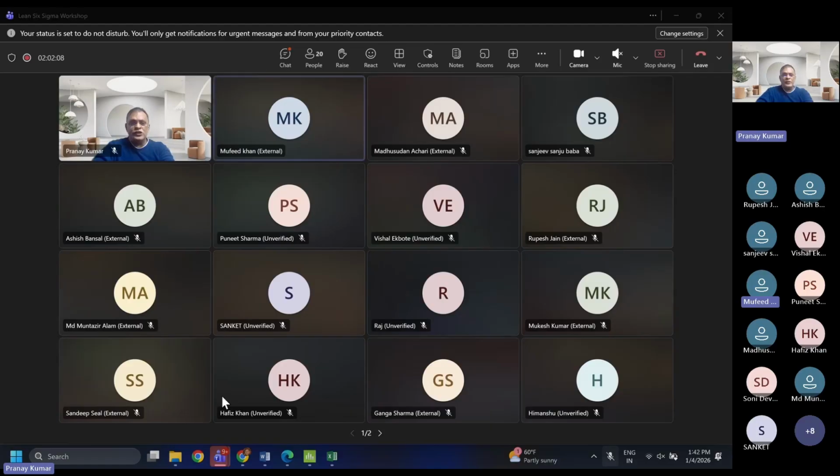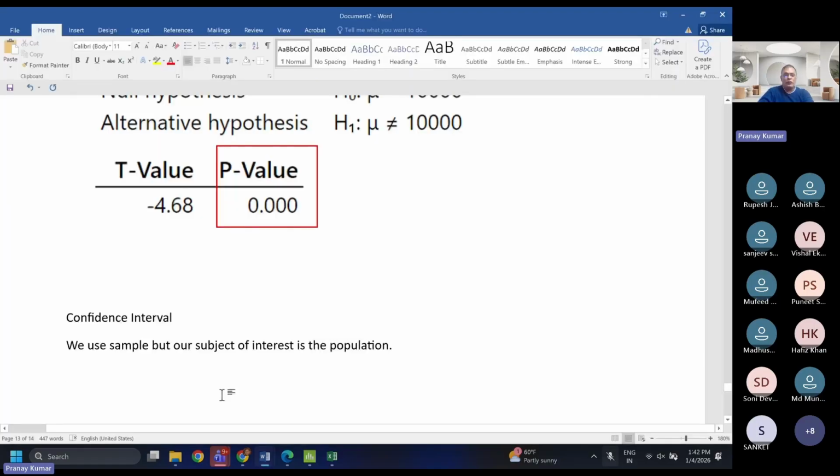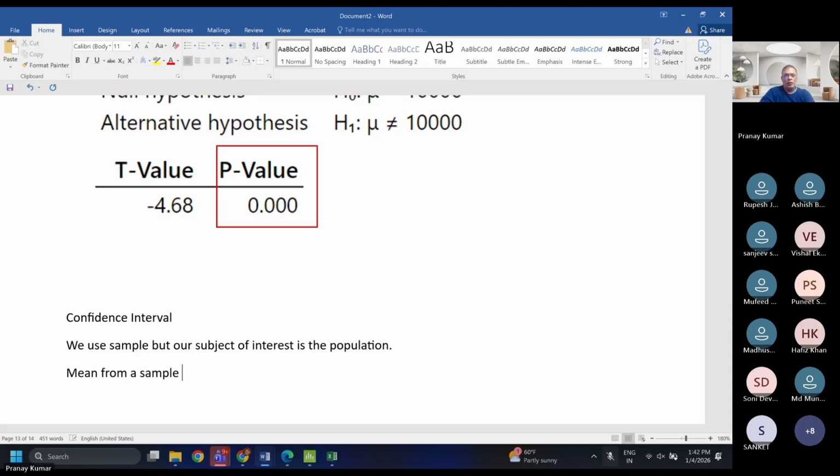So in statistics we have a formula available, where we are looking at mean from a sample while we want to know the mean of the group of the population. Correct everyone?